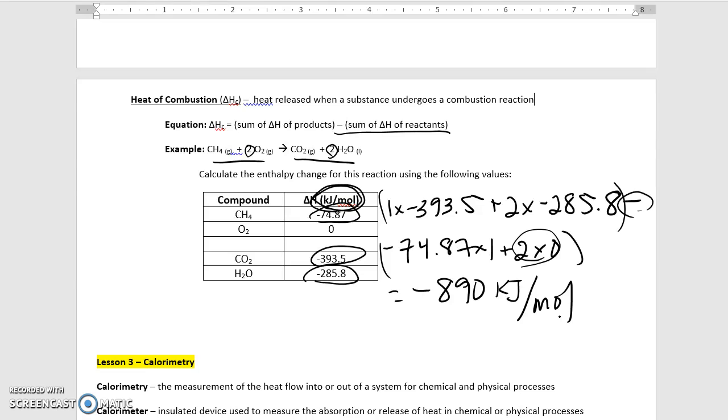And that's it for these problems. So you're going to try out your practice back in lesson 2, see if you can handle these types of heat of fusion, combustion, and vaporization problems.